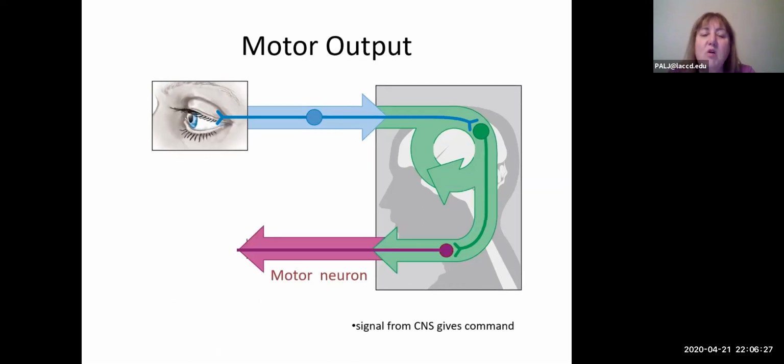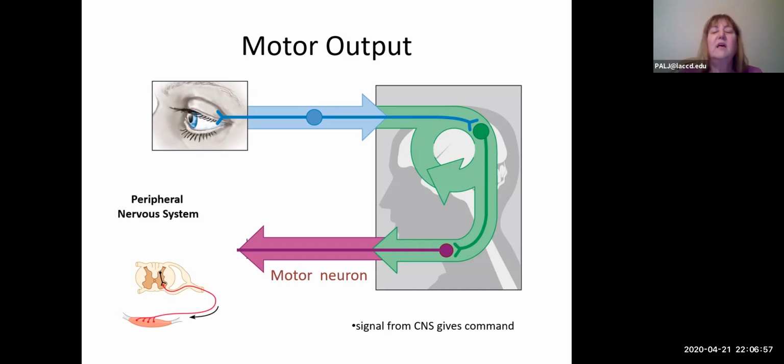Then the next step was motor output, and this required motor neurons. Signals from those interneurons are giving the command. The cell body of the motor neuron is still in the central nervous system, but then the axon is carrying it all the way to where the motor response is going to occur. In this particular picture, it's showing it going to a skeletal muscle. So where's the motor neuron located? In the peripheral nervous system.